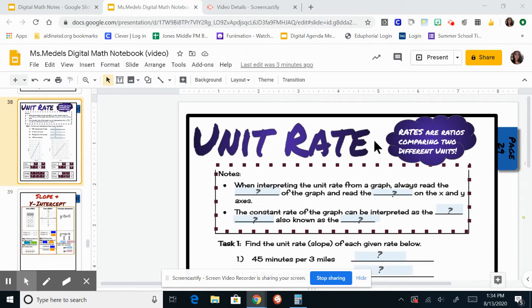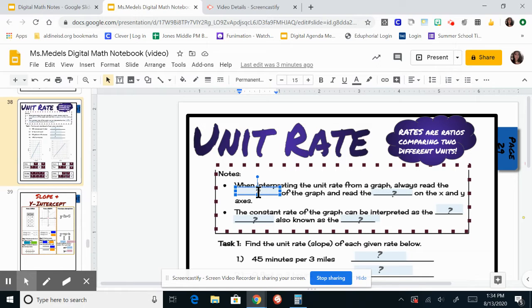Okay, now you may remember the word rates as being ratios comparing two different units. So here's the note parts. It says, when interpreting the unit rate from a graph, always read the axis of the graph and read the labels.